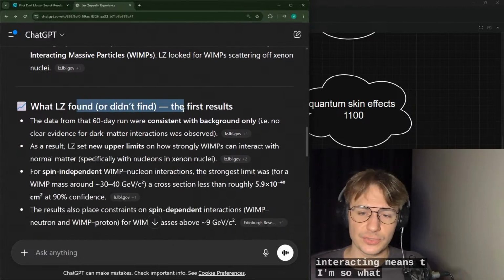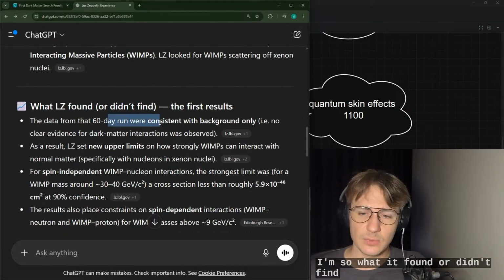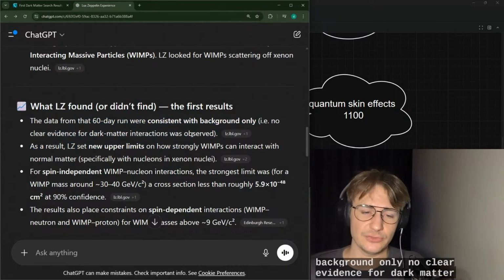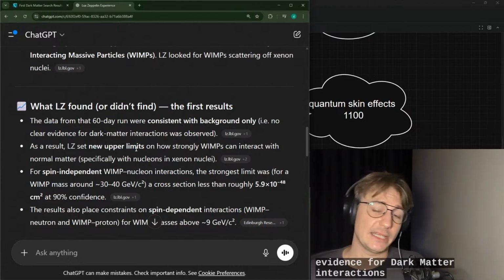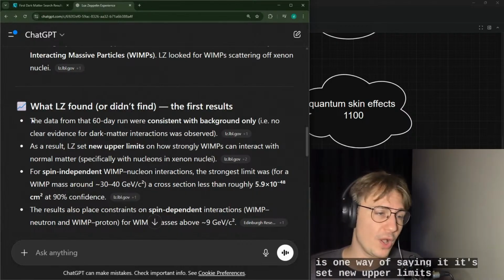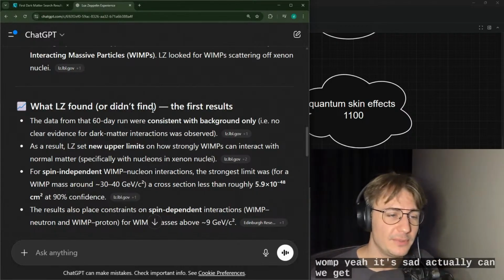So what it found or didn't find. They were consistent with background only. No clear evidence for dark matter interactions. It set new upper limits. This is one way of saying it. It set new upper limits. Womp, womp, womp. Yeah, it's sad, actually. Can we get a womp, womp up in here?